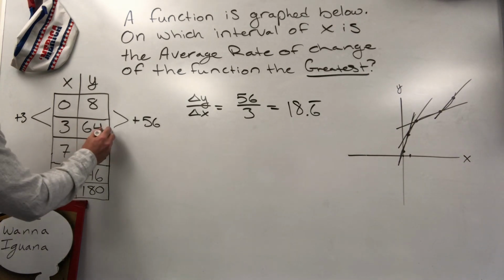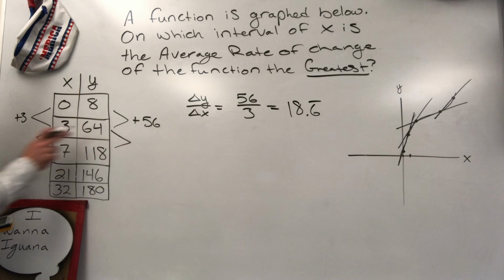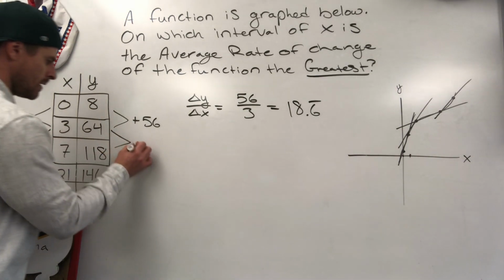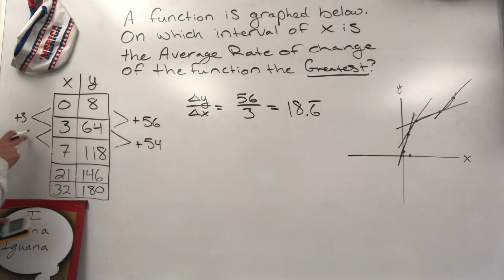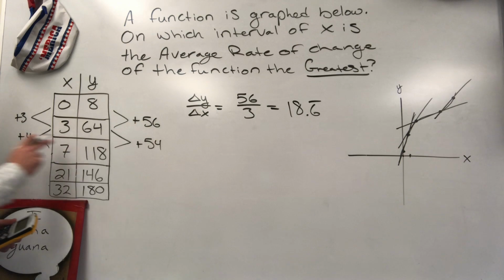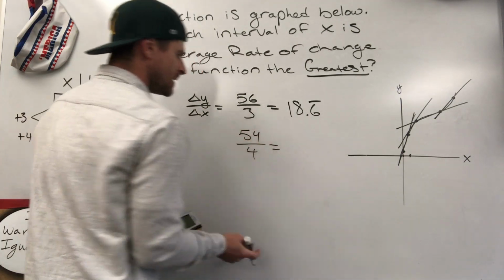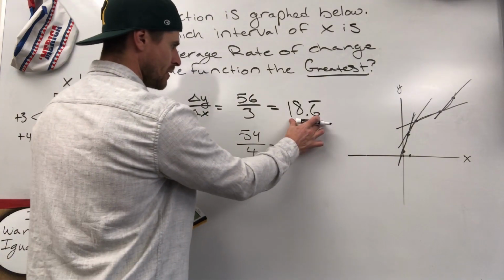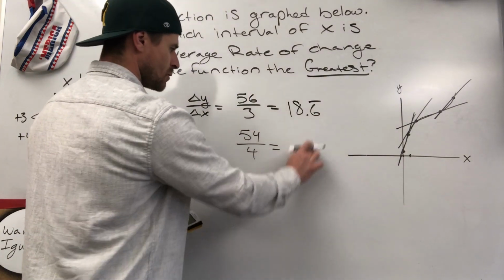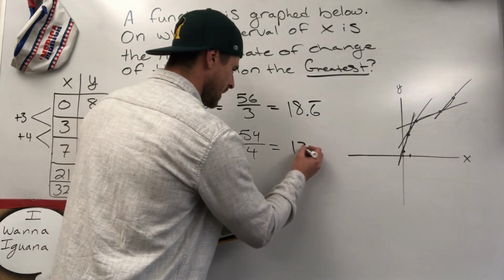Okay, and then I got to figure out 64 to 118, 3 to 7. I want to write down how much I'm growing here by how much I'm growing there. That's going to leave you with 54. Over here, 3 to 7, definitely should be able to do that mentally. 3 to 7, add 4. 54 over 4. I'm hoping it's either greater than or less than this value. If it's greater than, then this becomes the one so far. 54 divided by 4, 13 and a half.